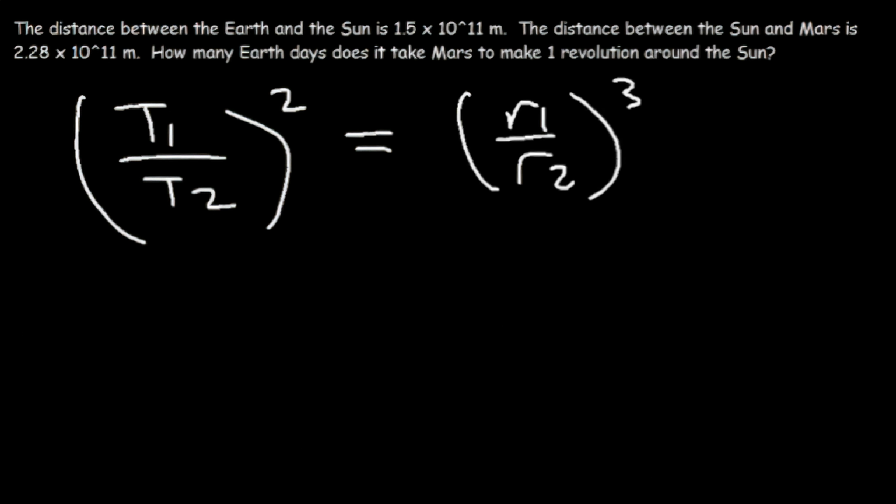And it makes sense because Mars is further away from the Sun. So the orbital radius of Mars is significantly larger than Earth's. So Mars should take a longer time to revolve around the Sun. So the period should be significantly greater than that of Earth.